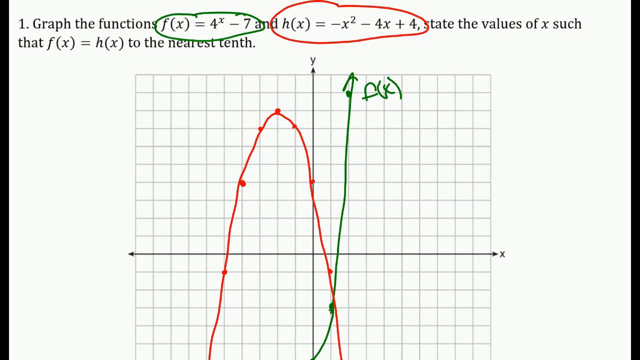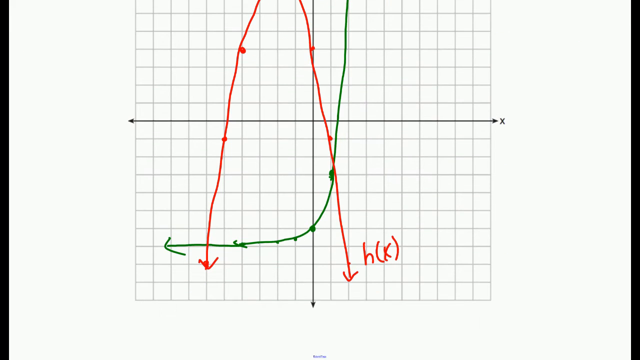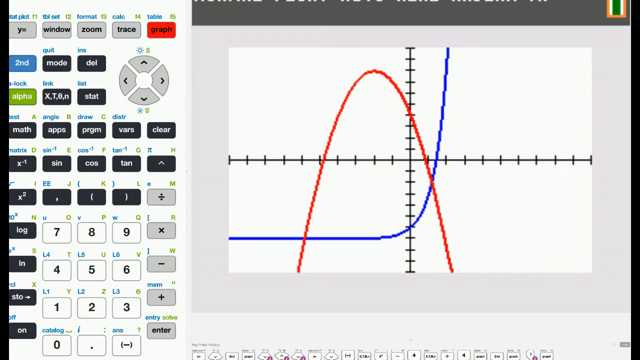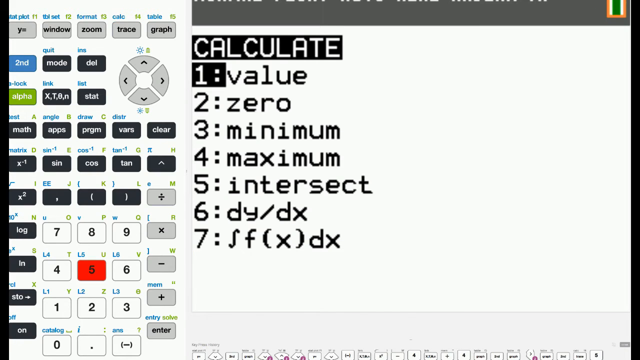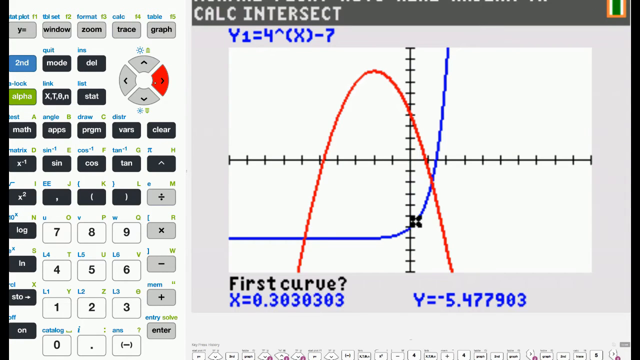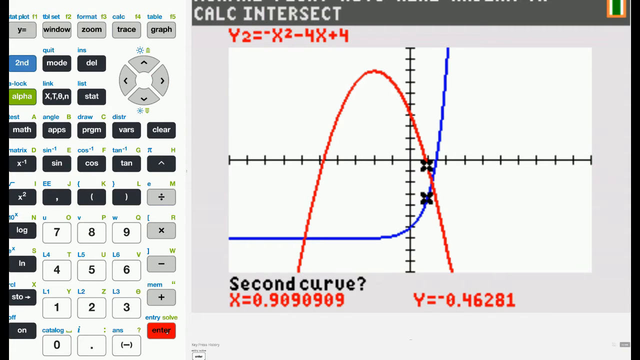So now I want to state the values of x for which f of x equals g of x. So f of x equals g of x twice here because it's where they intersect. They intersect twice, but I only care about the x values. So how am I going to find these x values? Well, they're not nice integers, so I'm going to have to use the intersect button. So second trace intersect, move the cursor closer to the intersection point, and hit enter 3 times.